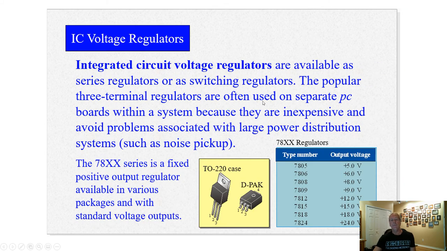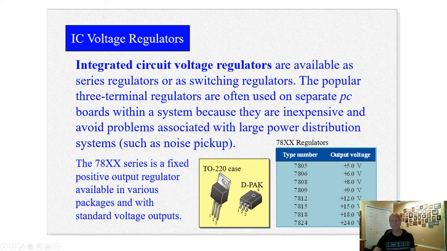Okay, integrated circuit voltage regulators. These are just single chips that do our voltage regulating. And the 7800 series is very common. These are fixed positive output voltage regulators. Usually 3 pins. They're always 3 pins. They have different cases. This is a D-pack, this is TO220. Notice the little flange here. This is for heat sinking.